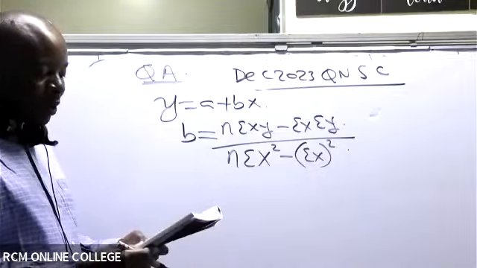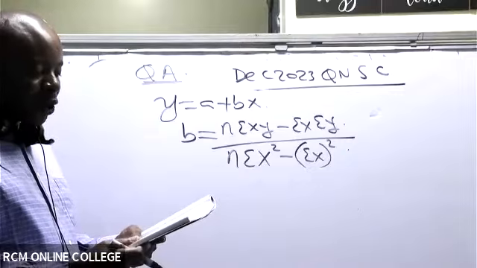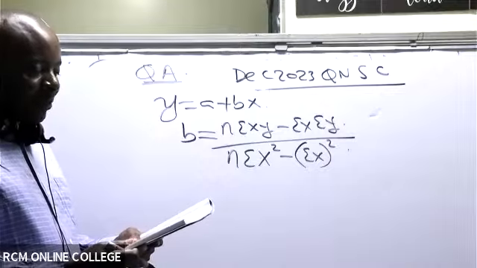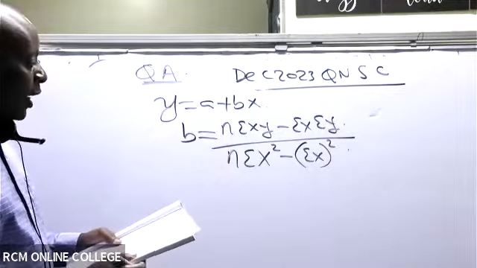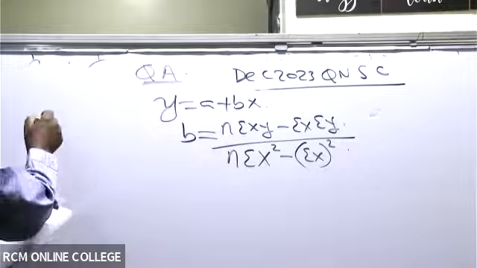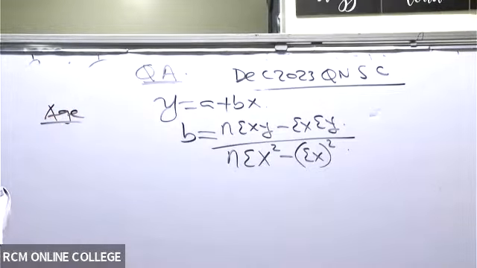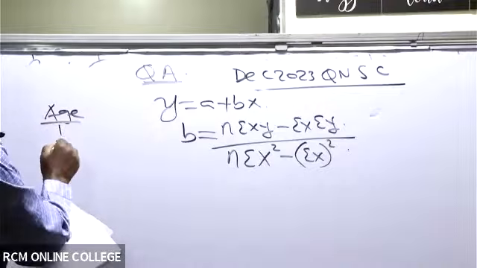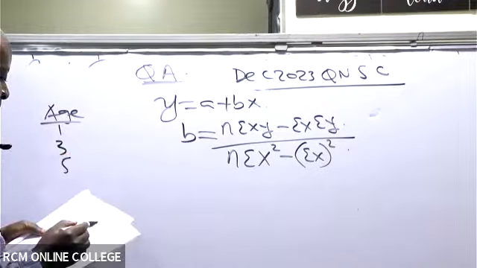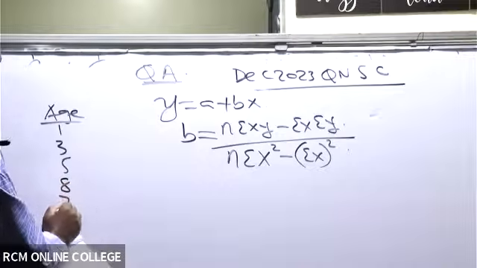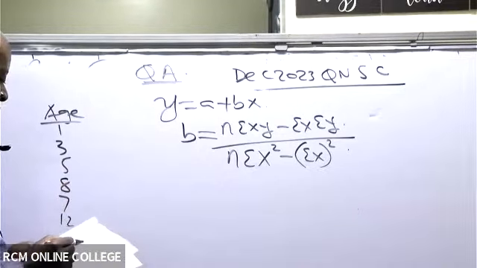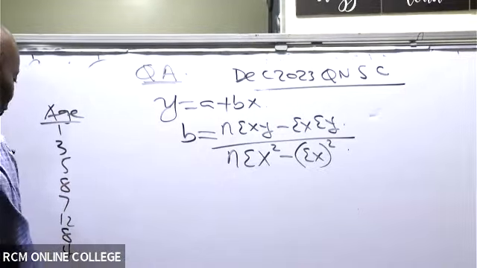That's December 2023, question number 5C. Please try getting it. We have age here. Try getting it. We have age 1, 3, 5, 8, 7, 12, 8, 4.